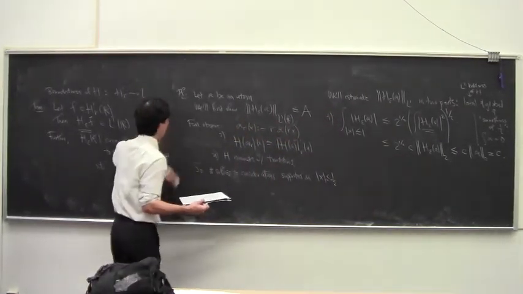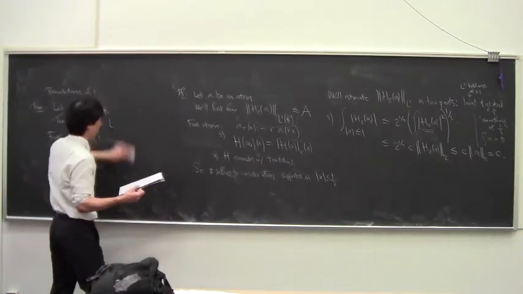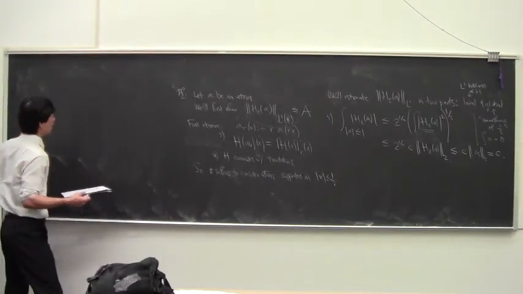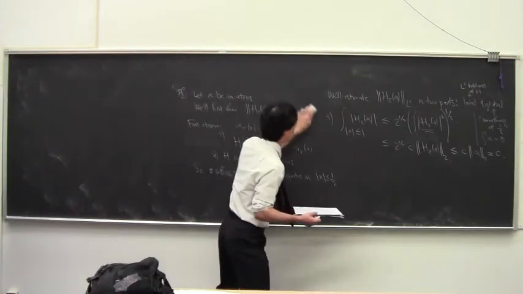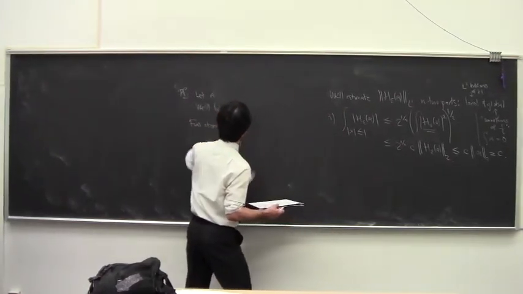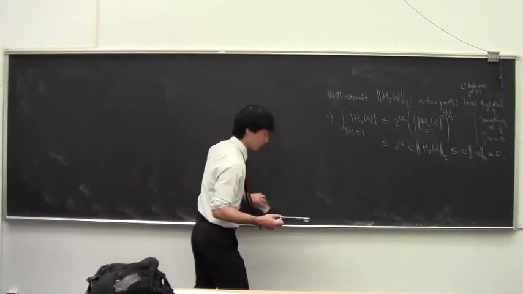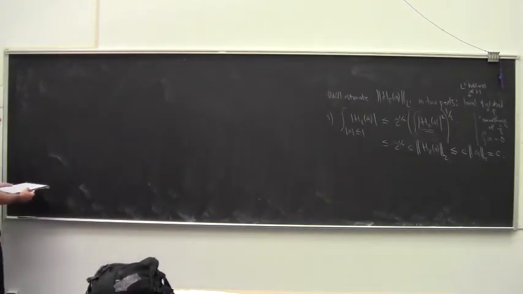Now the other part is a little bit more tricky. So the local part is the easy part. The global part is the slightly tricky part. Okay.